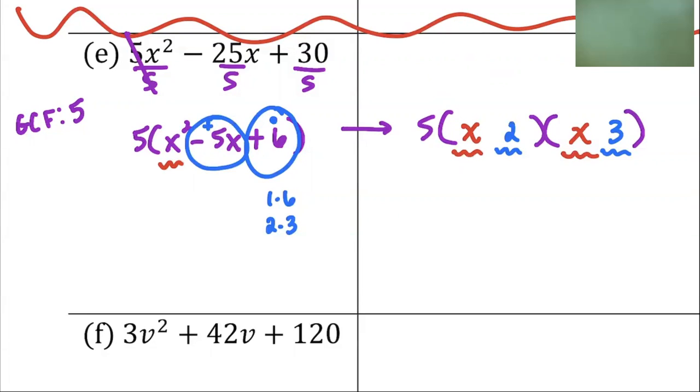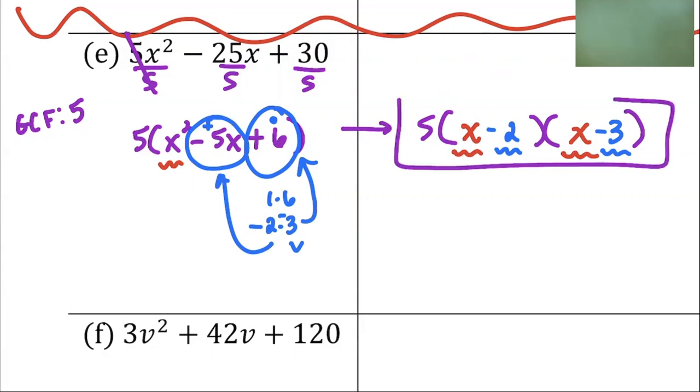If we keep them positive, that gets us a +5x, and that doesn't work. So let's try making those negative. If I do -2 plus -3, that gets me to -5, and -2 times -3 gives me 6. So far, I really like that combination. Now, if we think this is my final answer, that's great, but we have to hold off for a second. We want to check to see if these work.